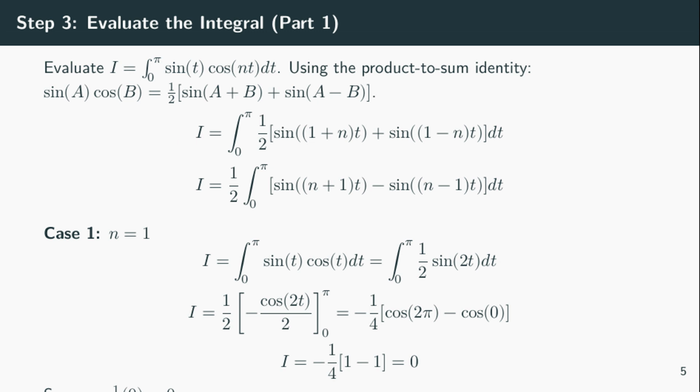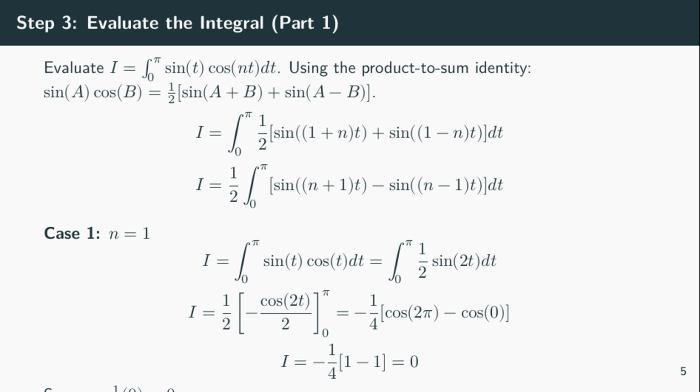So I is 1/2 times the integral from 0 to pi of sine of (n plus 1) times t minus sine of (n minus 1) times t dt. We need to be careful here because if n equals 1, the second term becomes sine of 0, which is 0. Let's handle that case separately. Case 1, n equals 1. The integral I becomes the integral from 0 to pi of sine of t times cosine of t dt. We can use the identity sine of 2t equals 2 sine t cosine t, or just integrate directly. This is the integral from 0 to pi of 1/2 times sine of 2t dt.